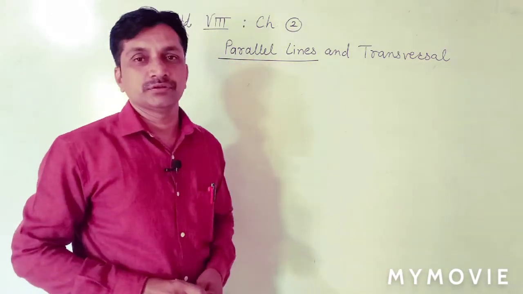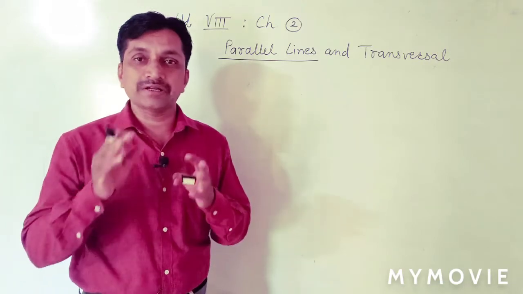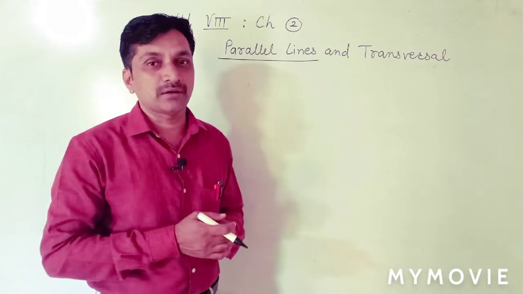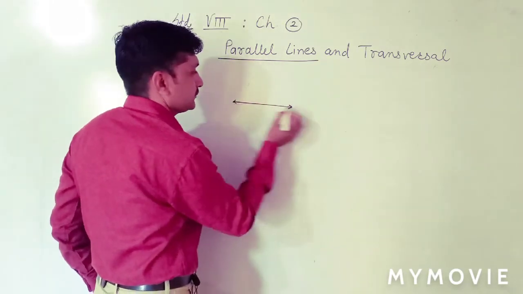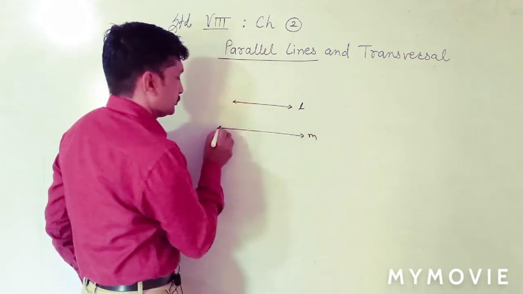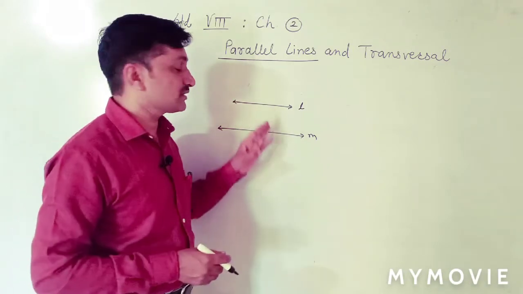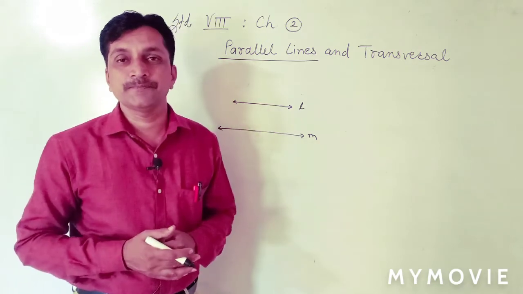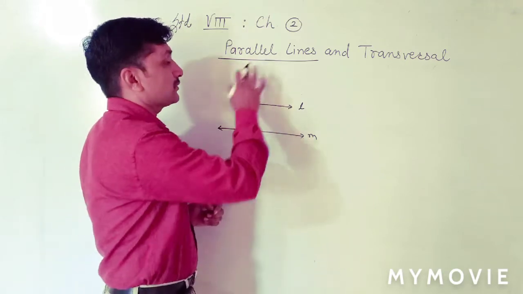First, parallel lines. Which lines are called parallel lines? The lines that are in the same plane and do not intersect are called parallel lines. Suppose line L is here and one more line M. We can say these two lines are parallel. Why? Because these two lines do not intersect each other and they are in the same plane. That's why these lines are parallel lines.